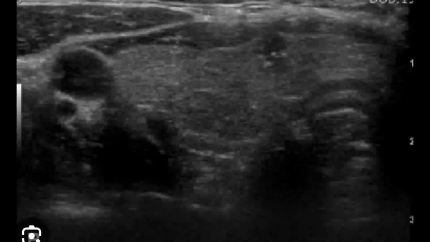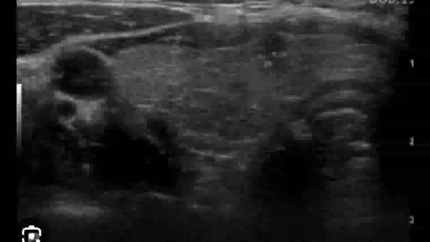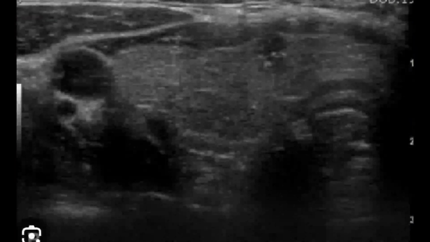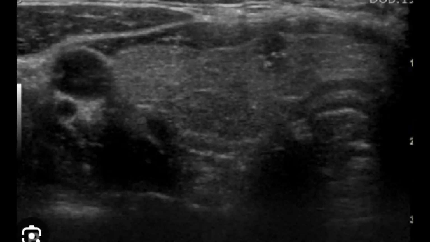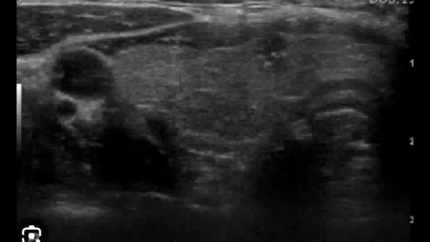Another criterion for the suspicious nodule is that it will appear hypoechoic compared to strap muscles. Strap muscles happen to be quite hypoechoic compared to the thyroid, but if the nodule within the thyroid lobe appears to be as hypoechoic as strap muscles, this would again be a suspicious nodule. Mind you that the echogenicity of the thyroid nodule and the thyroid lobe is very important.